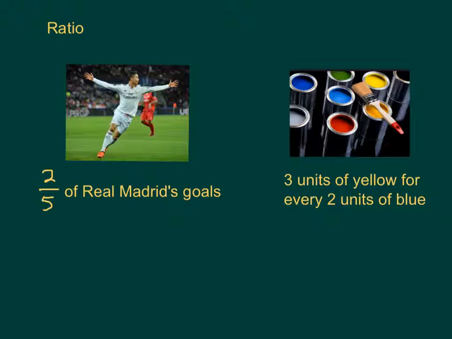Now, ratio is very closely linked to fractions. If we consider this made-up statistic, 2/5 of Real Madrid's goals are scored by Cristiano Ronaldo, then I'm saying 2 out of every 5 goals scored. So, for every 2 goals that Cristiano Ronaldo scores, 3 are scored by his teammates. Now, in this fraction, the emphasis is more on comparing Cristiano Ronaldo's goals to the total number of goals scored by the team, the total, which is 5.